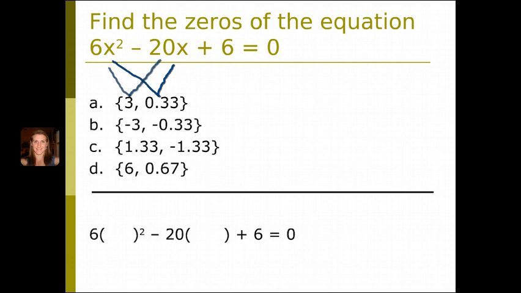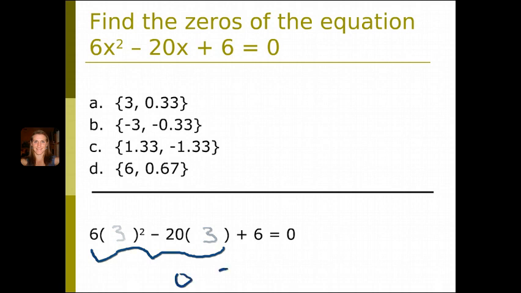So let's test the first one. Looking at the bottom of your screen, if we test A, our first x value is 3. If you plug that into your equation, you will find that this portion of the problem equals 0. And since 0 equals 0, 3 is going to be a correct answer choice.